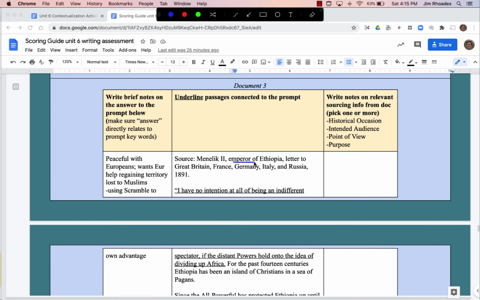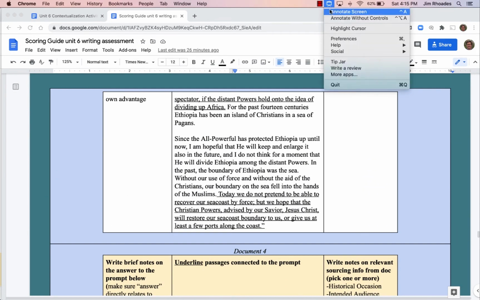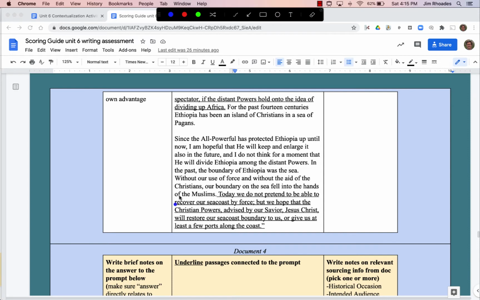Document 3 is the Emperor of Ethiopia in a letter to several European powers, in which he says, I have no intention of being an indifferent spectator if the powers divide up Africa. Remember, what they're responding to is that scramble for Africa. And it goes on to say that we can't recover our seacoast by force. He says up here that we've lost a lot of territory to Muslim powers. We are hoping that the Christian powers, with the help of our Savior Jesus Christ, he's reminding them that the Ethiopians are Christian also, will restore the territory to us. So they're hoping to get it back.